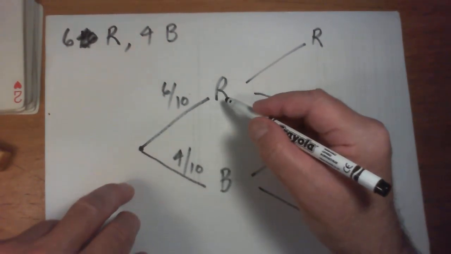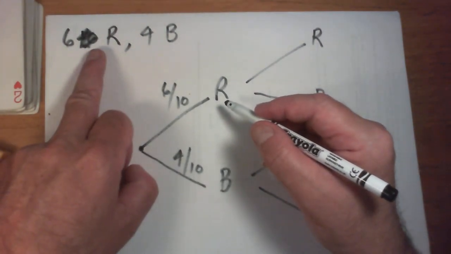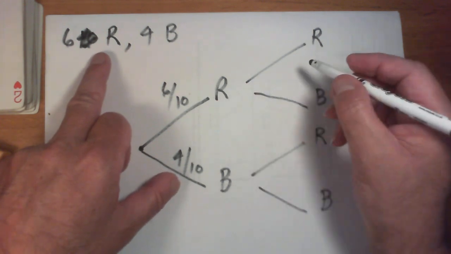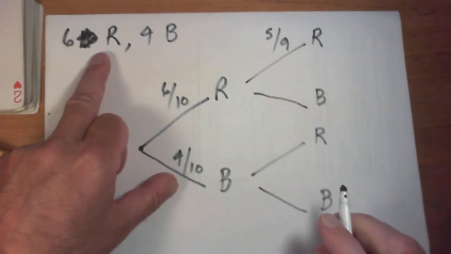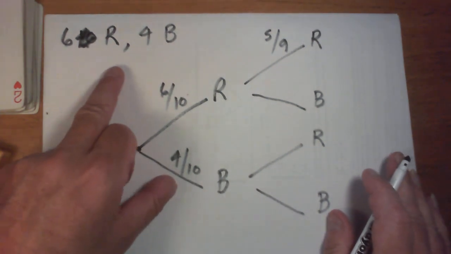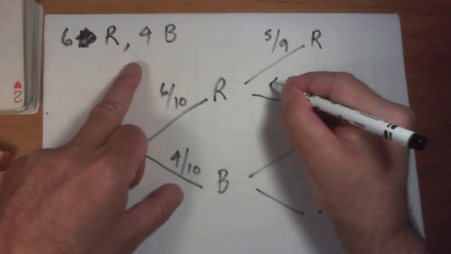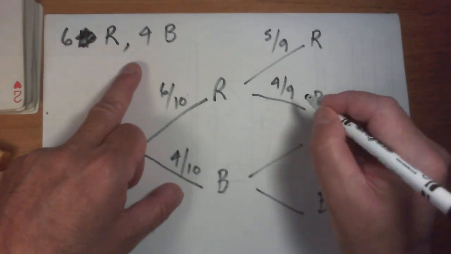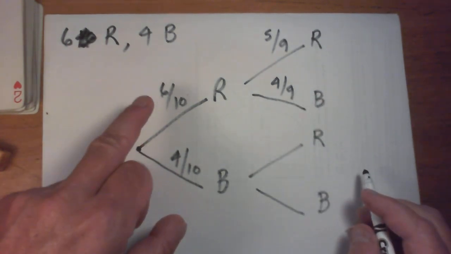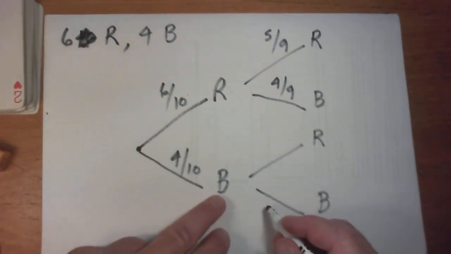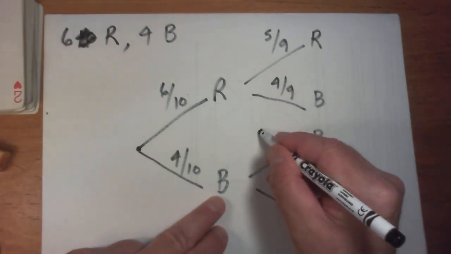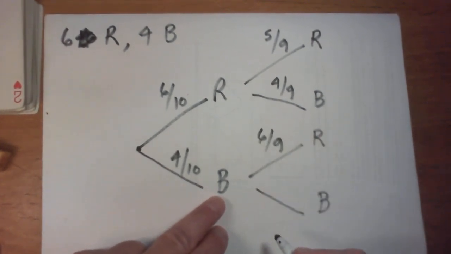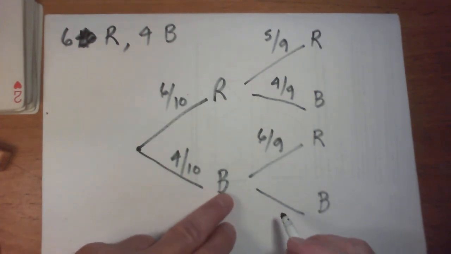Now, if I pick out a red, there's now only 5 reds left. So the probability of a red now is going to be 5/9. Okay, there's 9 balls left, and there's only 5 red balls. Probability of a blue is going to be 4/9. There's 4 blue balls, but there's 9 balls in the bag. If I get a blue, then there's only 3 blue balls. So the probability of red is going to be 6/9.